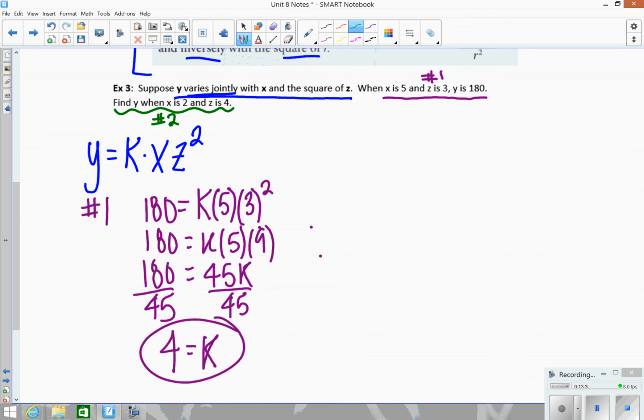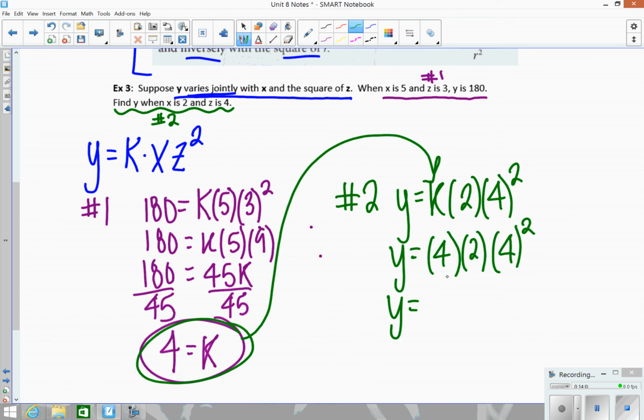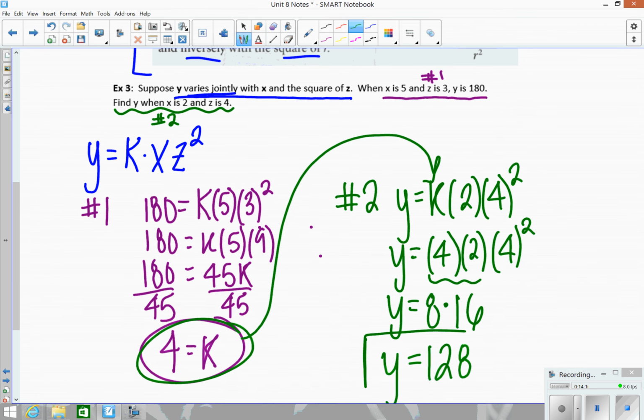Now we go to our second situation here, and we're trying to figure out y. So it's going to be y equals the constant times this new x value that they give us, which is 2, and the new z value, which is 4. And we're going to plug in our constant because it remains the same. And then we're just going to solve this. So if I combine these, I get 8 times 16. So y equals 8 times 16. We get 128. And that's it.